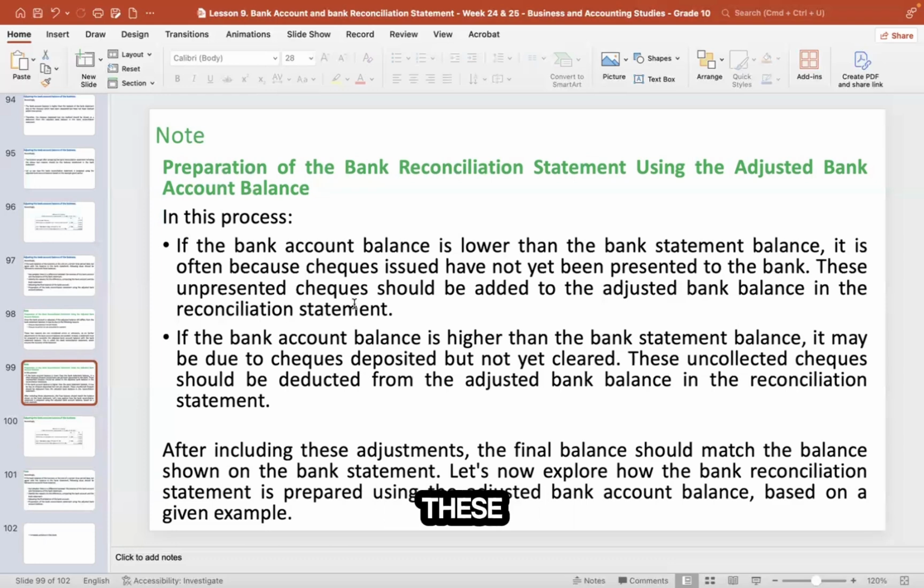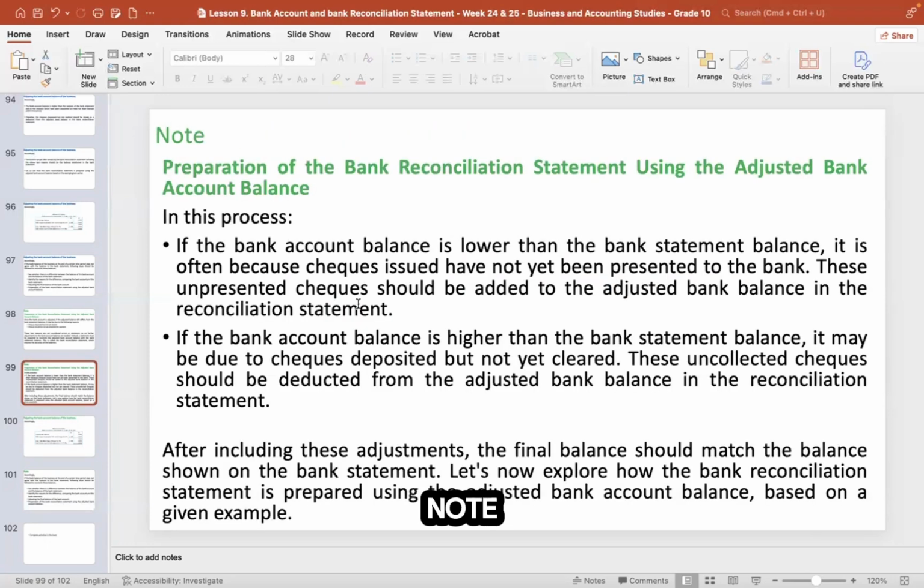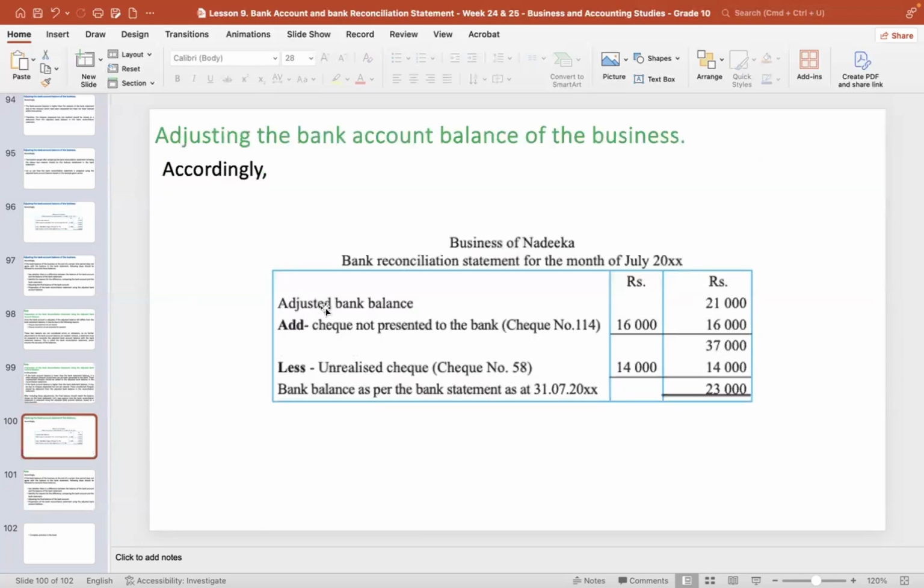After including these adjustments, the final balance should match the balance shown in the bank statement. Let's now explore how the bank reconciliation statement is prepared using the adjusted bank account balance based on a given example. Okay. So you write this note, pause the video and write this note. Okay.